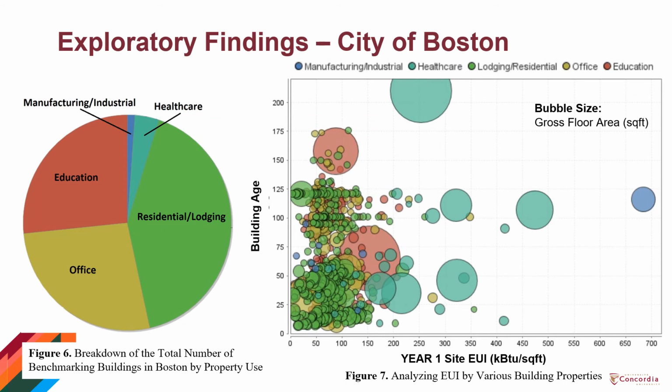Some early findings from Boston are included as an example. We looked at the breakdown of building uses in the pie chart, which corresponds with the color of the bubble in the second chart. The second graph shows EUI on the x-axis with respect to building age on the y-axis, and gross floor area as the size of the bubble. We can see from the seafoam green bubbles that many large healthcare buildings are associated with high EUIs compared to office or residential buildings, and the highest EUI came from one manufacturing building for this dataset.